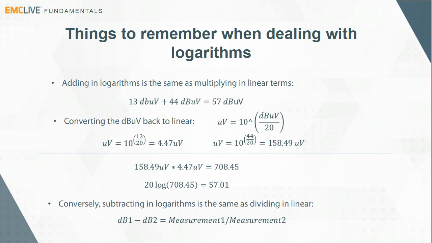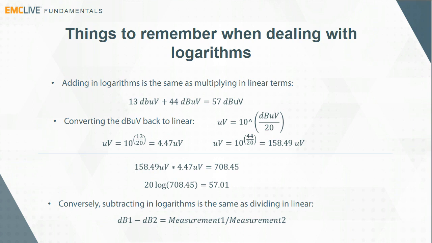So if we have 13 dB microvolts and we want to add 44 dB microvolts, it gives us 57 dB microvolts. If we convert the dB microvolts back to linear microvolts, the reverse from the logarithmic expression is 10 raised to the dB microvolts over 20. So we have 10 raised to the 13 over 20, which is 4.47 microvolts. And then on the other side, we have 10 raised to the 44 over 20, which is 158.49 microvolts.